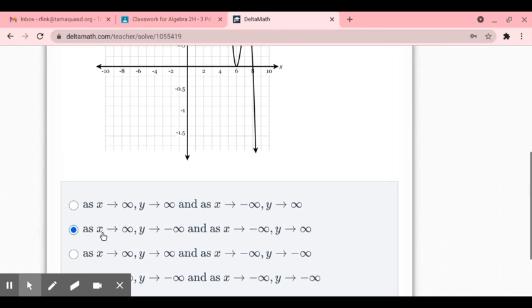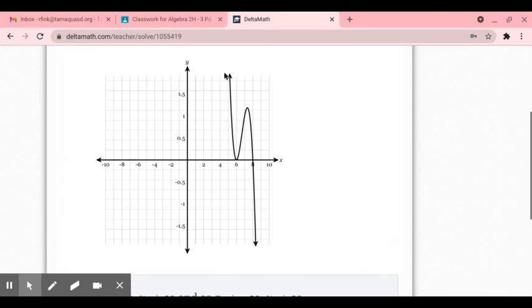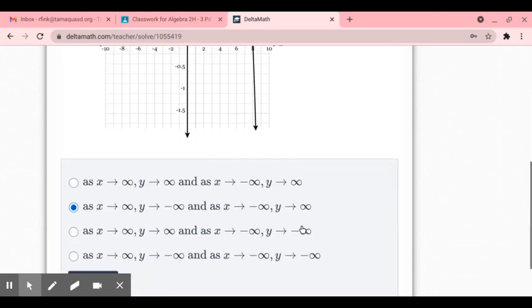Over here, it says as x approaches positive infinity. That means to the right, as x is going to the right. And on the right side of this graph, it points down, which is why I chose y approaches negative infinity. And as x approaches negative infinity, which means to the left, over here it's pointing up, y approaches infinity.